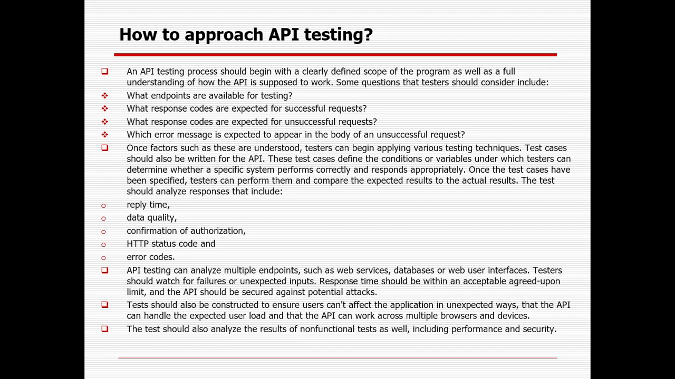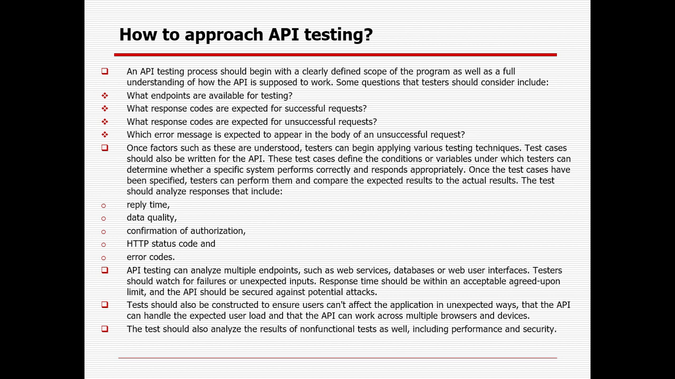How to approach API testing? An API testing process should begin with a clearly defined scope of the program as well as a full understanding of how the API is supposed to work. Some questions the tester should consider include: what endpoints are available for testing? What response codes are expected for successful requests as well as for unsuccessful requests? Which error code is expected to appear in the body of an unsuccessful request? These are the primary things a tester needs to consider.